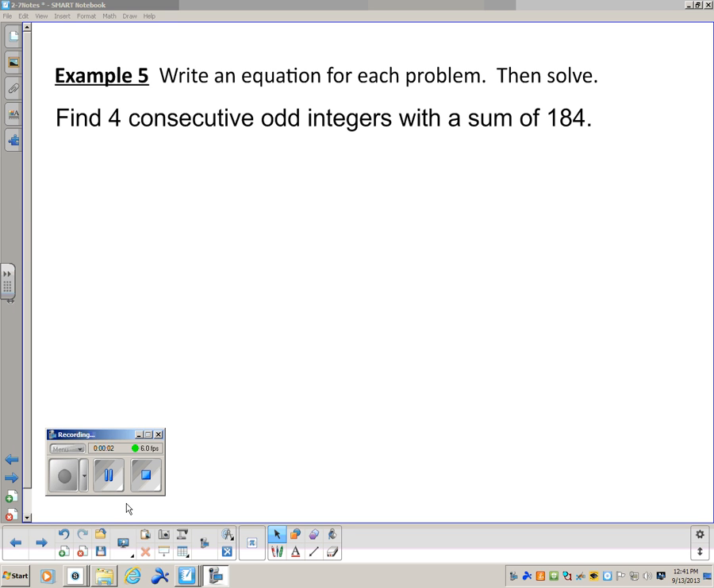All right, so we're supposed to go ahead and write an equation for each problem and then solve. So we have this last type of problem here to solve that we didn't get finished last time. Find 4 consecutive odd integers with a sum of 184.